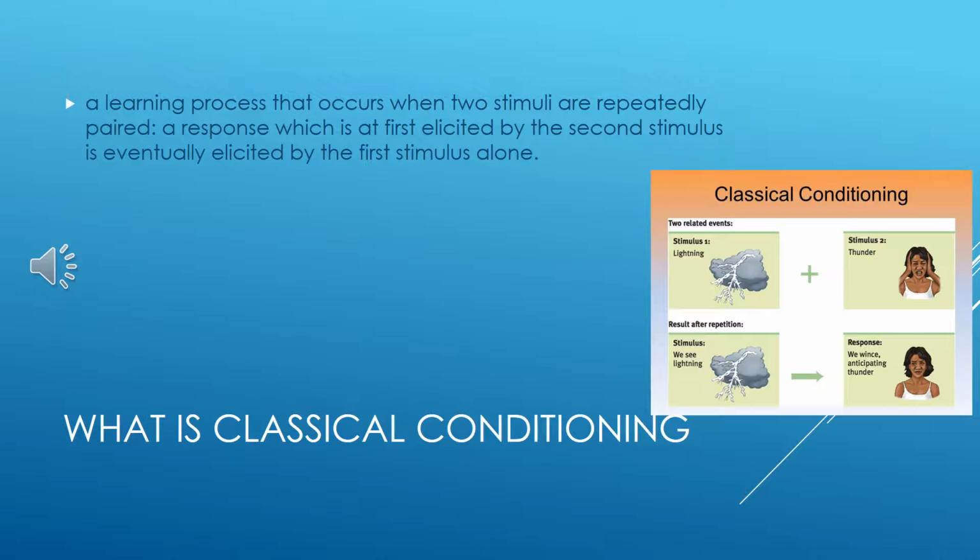Stage 1, before conditioning. In this stage, the unconditioned stimulus, UCS, produces an unconditioned response, UCR, in an organism. Stage 2, during conditioning. During this stage, a stimulus which produces no response, i.e. neutral, is associated with the unconditioned stimulus, at which point it now becomes known as a conditioned stimulus, CS. Stage 3, after conditioning. Now the conditioned stimulus has been associated with the unconditioned stimulus to create a new conditioned response, CR.